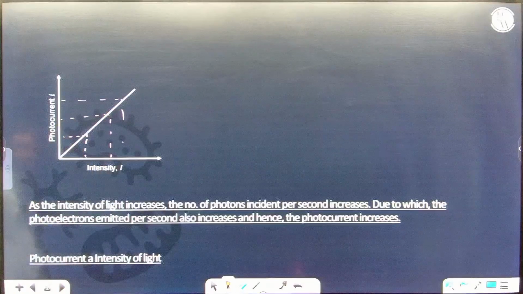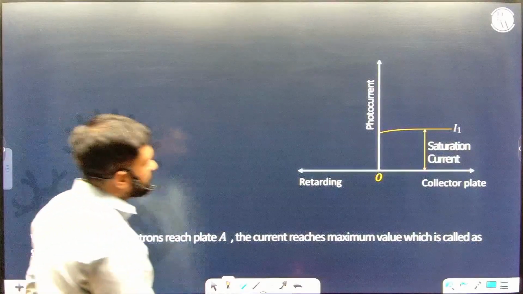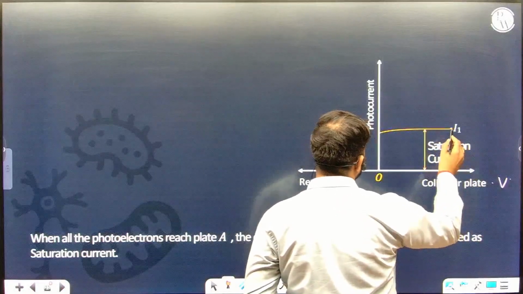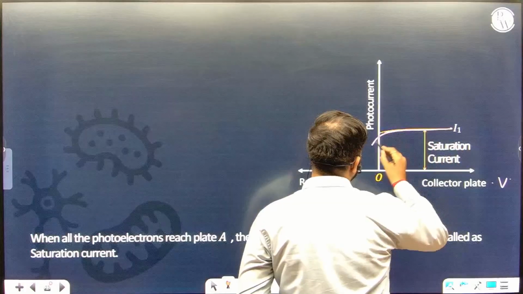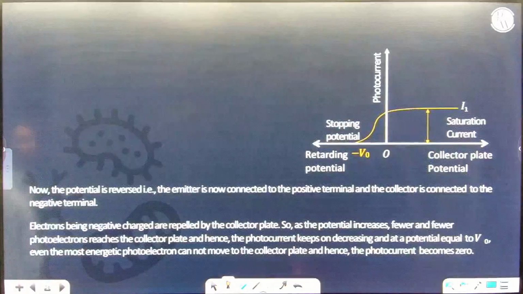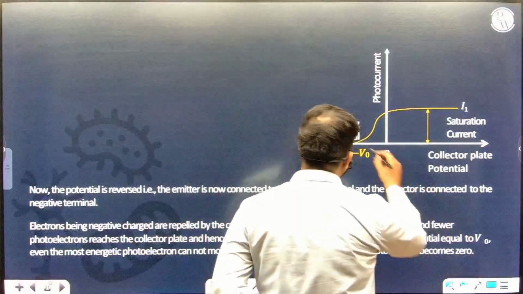As the intensity of light increases, the number of photons incident per second increases, due to which the photoelectrons emitted per second also increase, hence the photocurrent increases. Alright. And here they are mentioning the saturation current. This is the collector plate voltage and this is a little bit curved. They have not shown it properly, but it is a little bit curved. Alright, fine. The next is about the stopping potential.